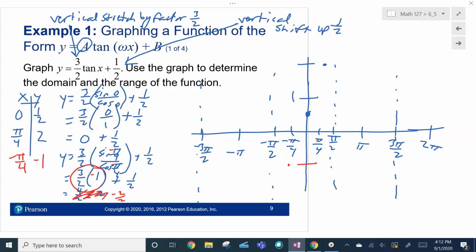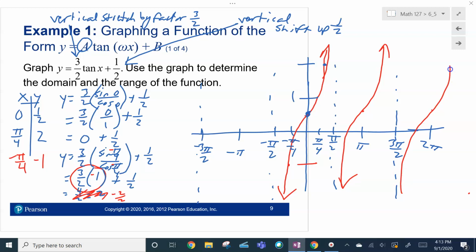And now I can kind of draw this. You see how instead of 0, 0, I have 0 comma a half because it's been shifted up a half. Okay, and that's what's going to happen. Just going to repeat this. Okay, so vertical stretch by a factor of 3/2, so it's a little steeper than the normal tangent increase, if you will, and it's bumped up a half.